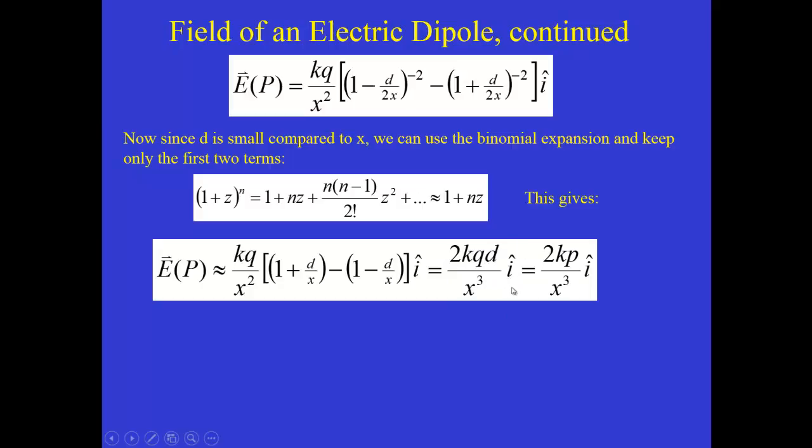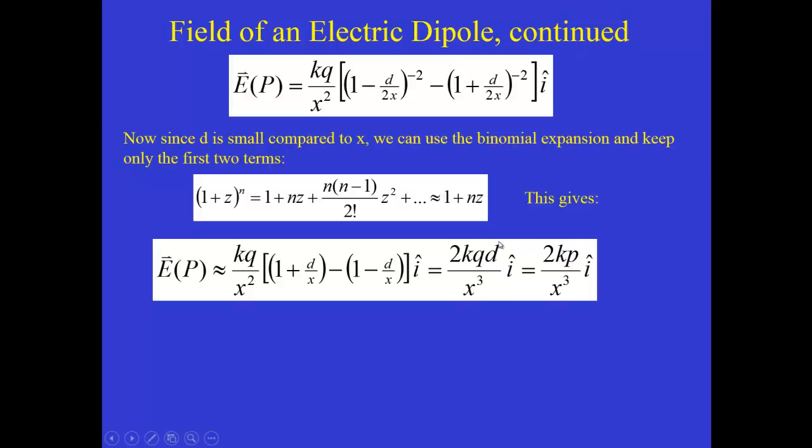We shouldn't be surprised that the overall result is in the i-hat direction because the positive term had a larger magnitude than the negative term. And so here you can see this product qd appears in the numerator of this expression, and this is why we give it its own special name.